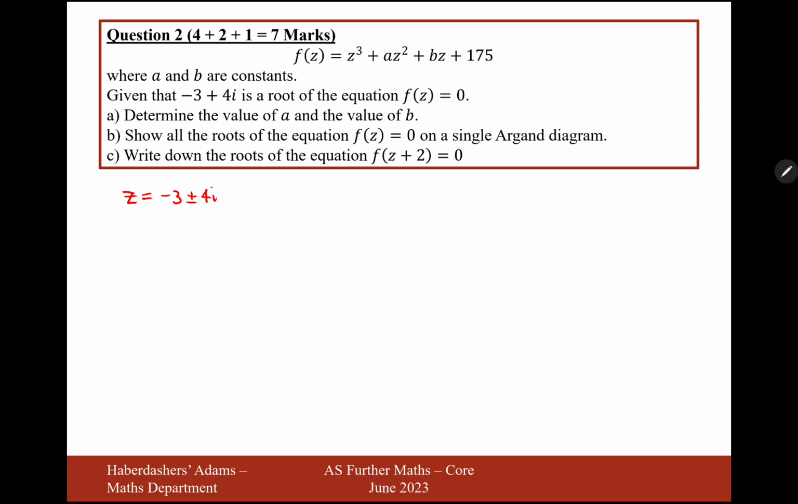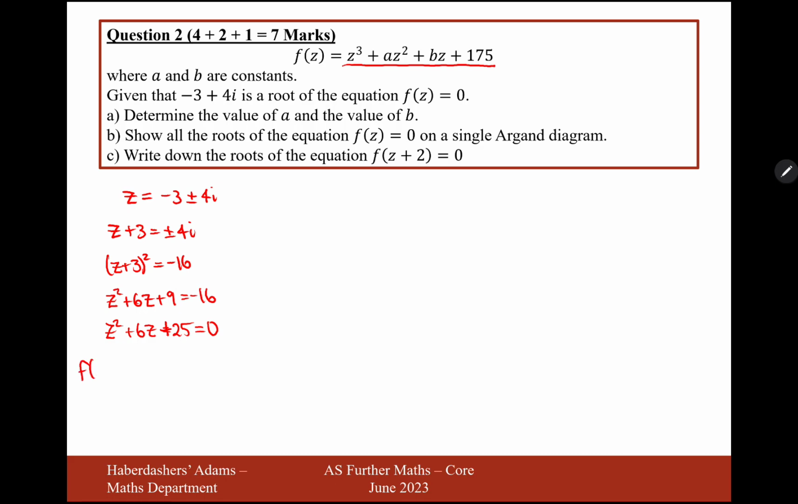So what I'm going to do is work out what the quadratic was to get these two solutions, and then work out what the third factor is going to be to get 175. So I'm going to add the 3 to the other side, and then square both sides, and then expand the brackets, and then add the 16 to the other side, so add 25 equals 0. So now this equation here, f of z, definitely has a factor of z squared plus 6z plus 25.